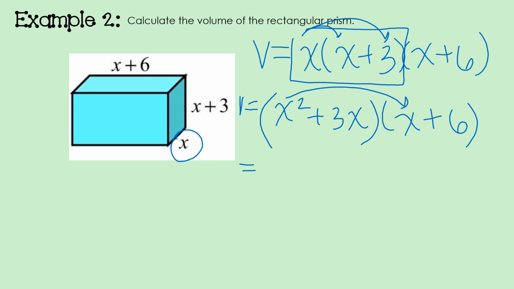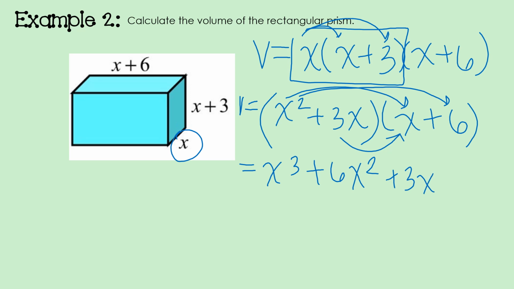X squared times x is x cubed. X squared times 6 is 6x squared. 3x times x is 3x squared. And 3x times 6 is 18x.